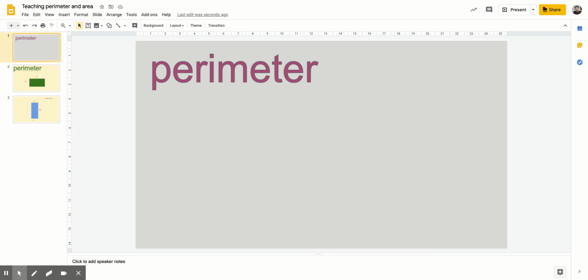Okay, so in today's math lesson, we're going to talk about perimeter of 2D shapes. So perimeter is the measurement around the outside edge of a shape or of an area. When are you going to use this in real life?